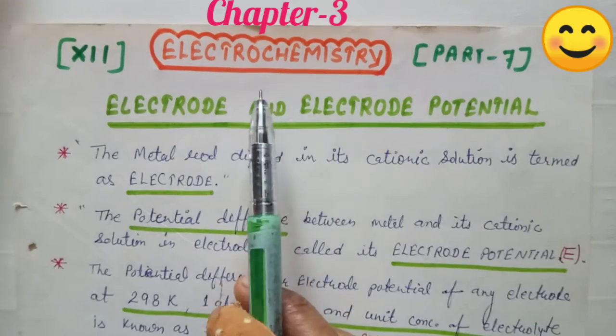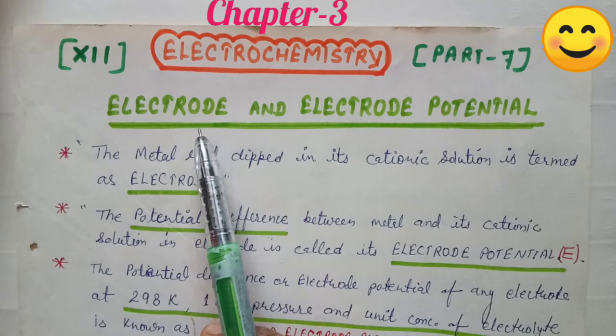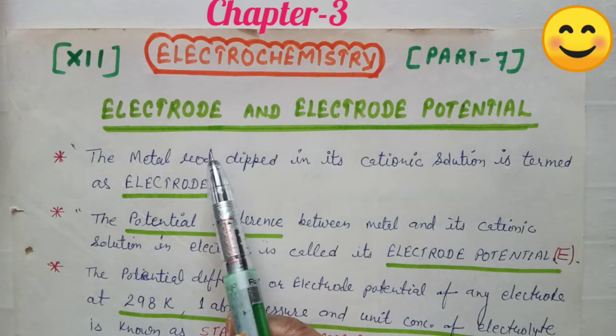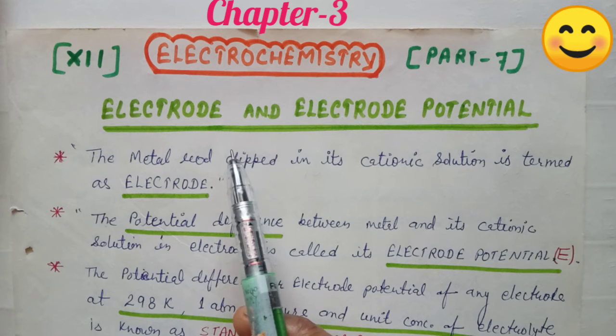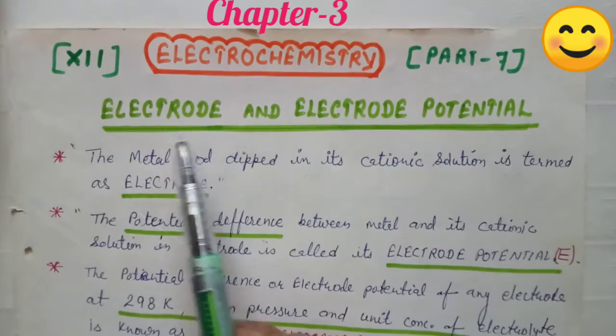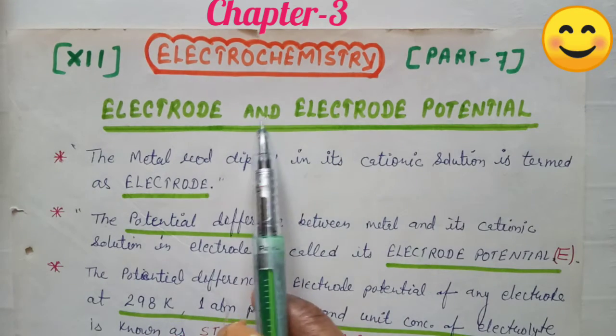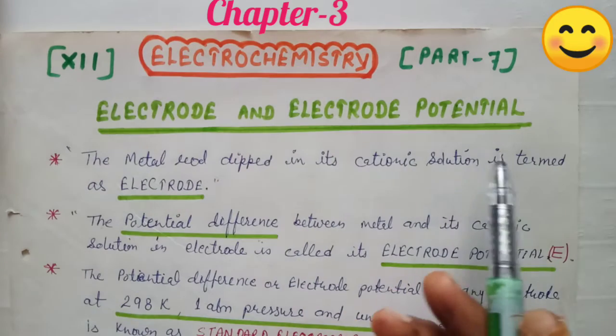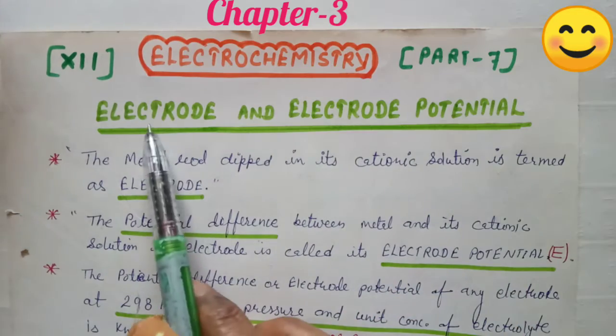Okay, we are studying electrochemistry and we are discussing the electrochemical cells. In the last video I told you what electrochemical cells are and what their mechanisms are. In this video we will discuss electrodes and electrode potential, and how to measure the electrode potential of unknown electrodes.